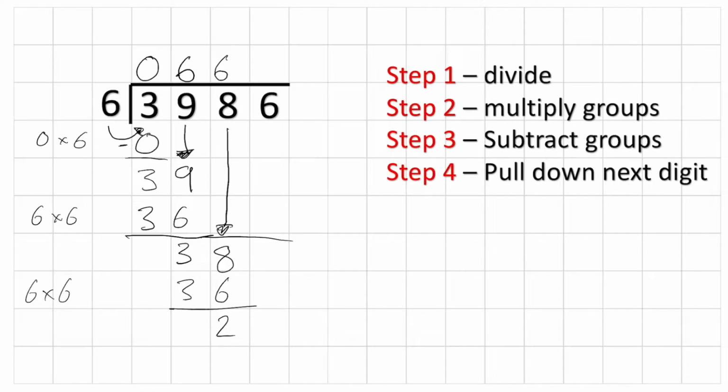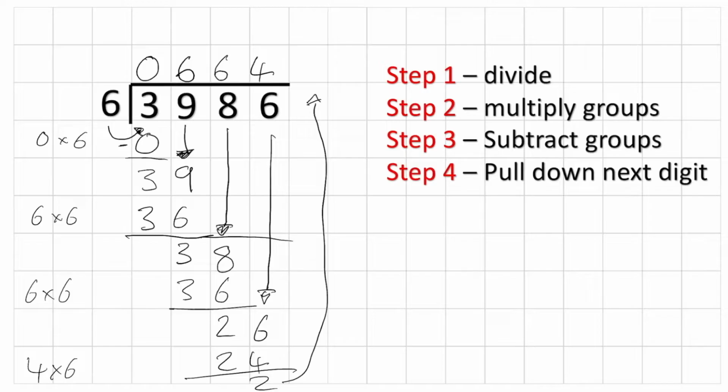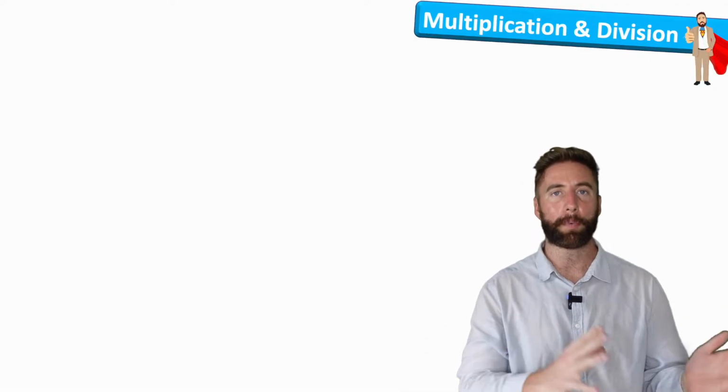Bring down my 6. How many 6's do we have in 26? I have 6, 12, 18, 24, so I can take 4 whole groups away, and 4 times 6 is 24, leaving me with 2. 2 is smaller than 6, so therefore we can't take a group of 6 away, so that's going to become a remainder. Simple.